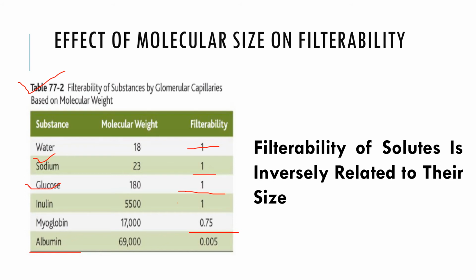It is seen that neutral substances with a diameter less than 4 nanometer are freely filtered, and substances with a diameter of more than 8 nanometer are not filtered. Regarding the shape of the particle, an elongated particle with large molecular weight can pass easily, whereas a globular particle of the same molecular weight cannot pass through.